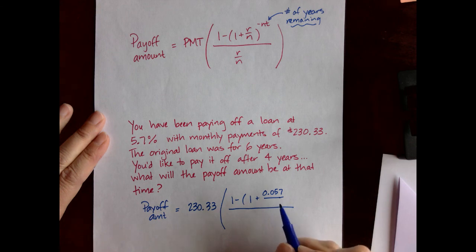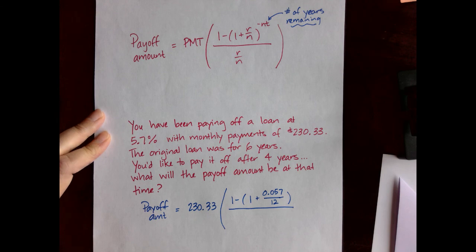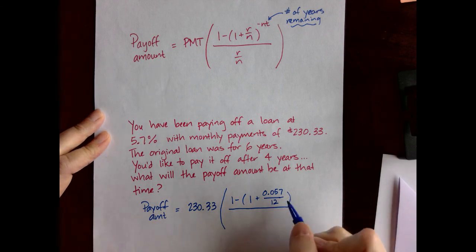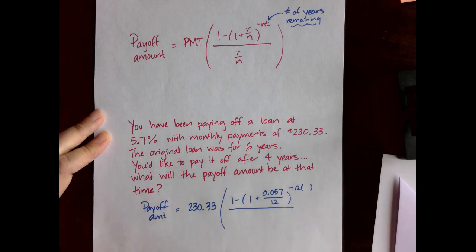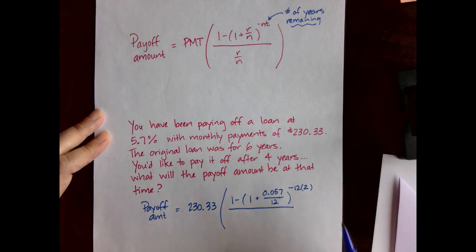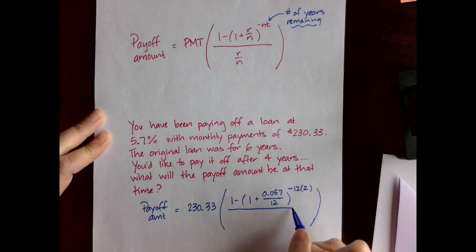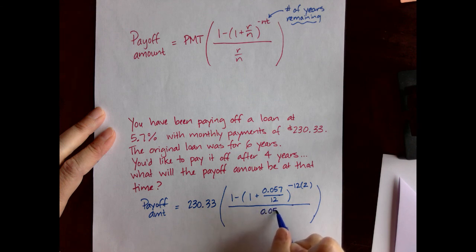Our n value will be 12 because we know we've been making monthly payments. And we'll close that quantity off and raise that quantity to the negative. N is 12 again, but t is the number of years remaining. So if we're talking about after 4 years on a 6-year loan, we have 2 years remaining. That's our t value. In the denominator of our huge fraction here, we will have 0.057 over 12 once more.